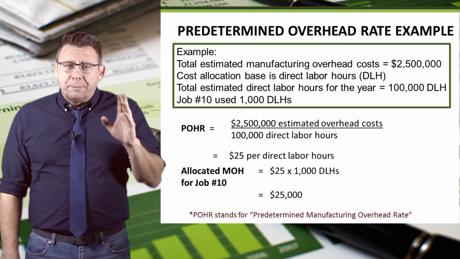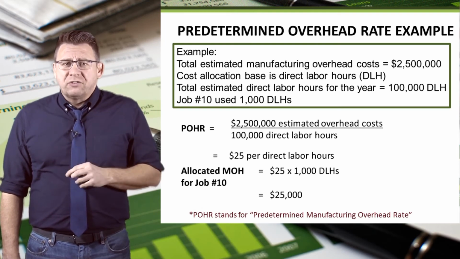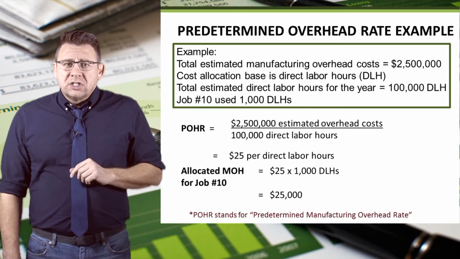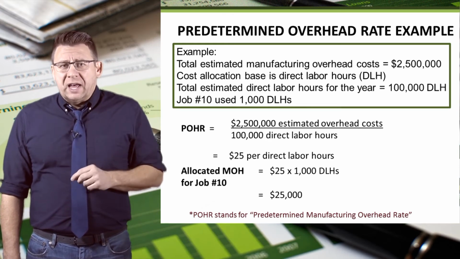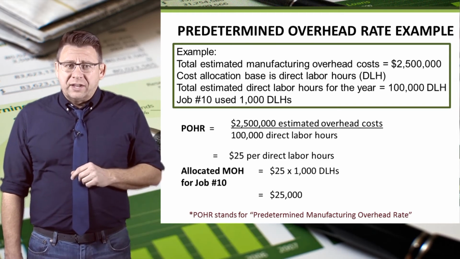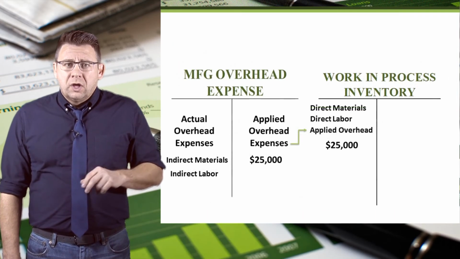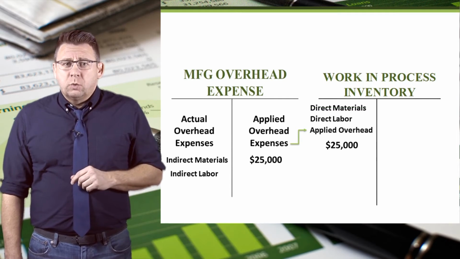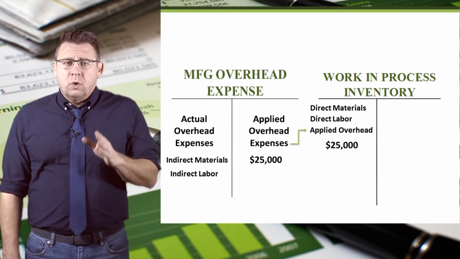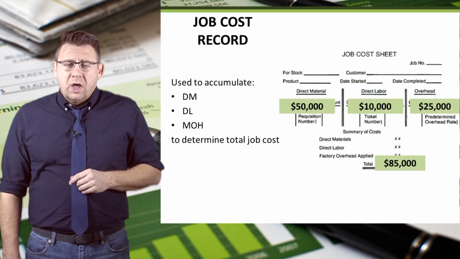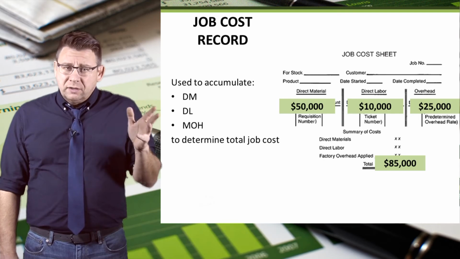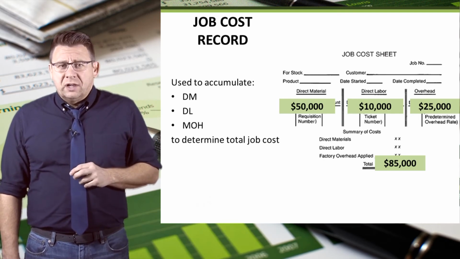Let's assume that job 10 uses 1,000 hours of direct labor to complete. So we would apply $25,000 of manufacturing overhead to that job. So $25,000 would be moved from the manufacturing overhead account to WIP. On the job cost record, manufacturing overhead would be applied for the total of $25,000.